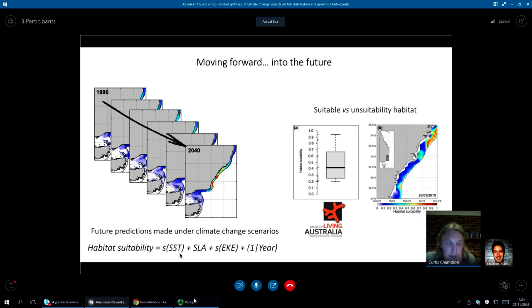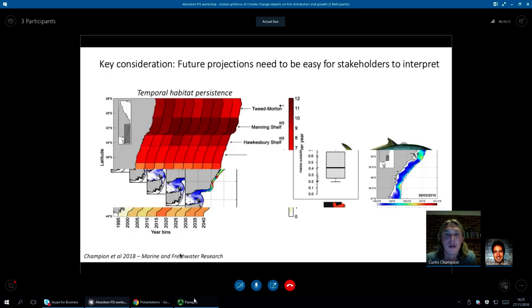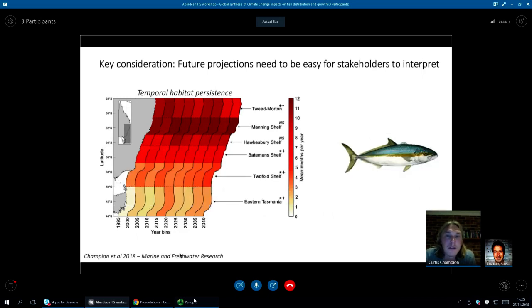And for the next slide, which is now moving slightly away from the considerations of habitat suitability modelling and more towards climate adaptation, and using these models for strategic adaptation by recreational or commercial fishers that may find this species or other species valuable. The key consideration I wanted to raise here was that future projections need to be easy for stakeholders to interpret, if that is indeed the purpose.